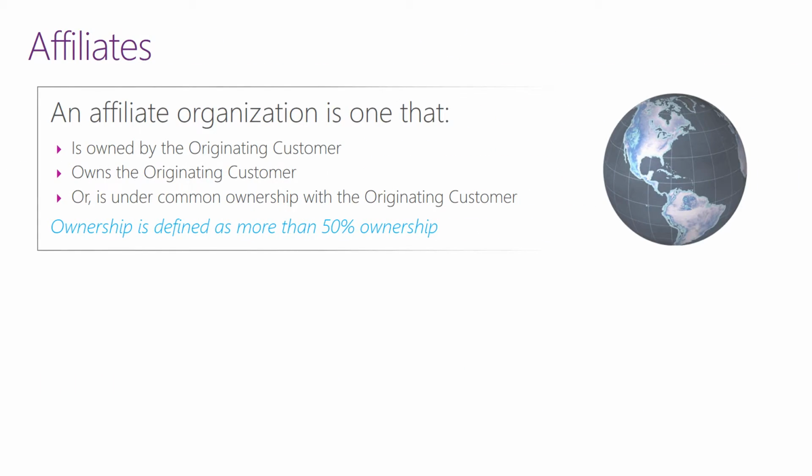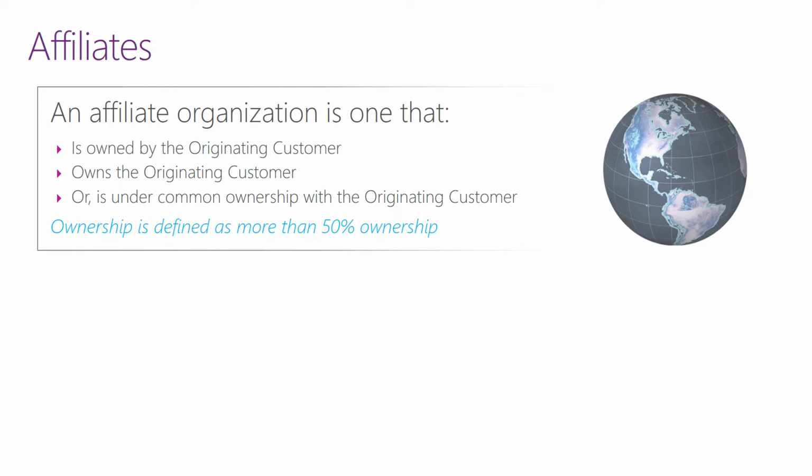What is an affiliate? Well, the official definition is there for you on the slide. If we take an example though, it could be that the customer that signed the Select Plus agreement has a subsidiary that's a separate legal company. Since this subsidiary is completely owned by our customer, it qualifies as an affiliate, and you can see that as long as our customer owns more than 50% of a company, it can be considered an affiliate.